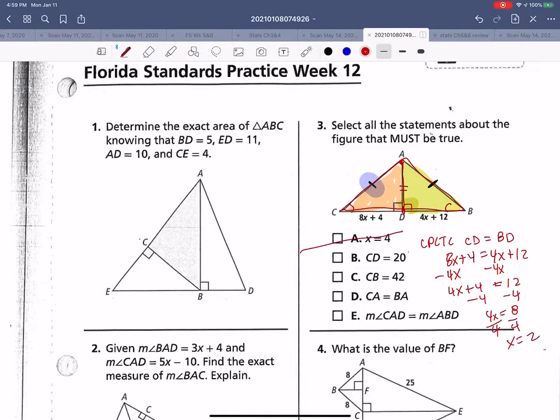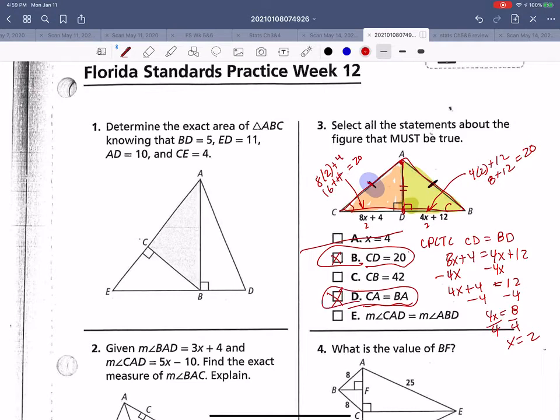So, no, that one's no good. Let's plug in 2 and double check our answers. So here we get 8 times 2 plus 4. That's 16 plus 4 makes 20. CD is 20. We like it. Let's plug this in. 2, so 4 times 2 plus 12. That's 8 plus 12 is 20. They are equal. So would CA equal BI? Yes, that's shown in the picture by these hash marks.